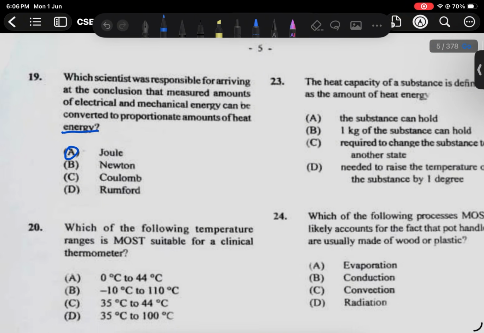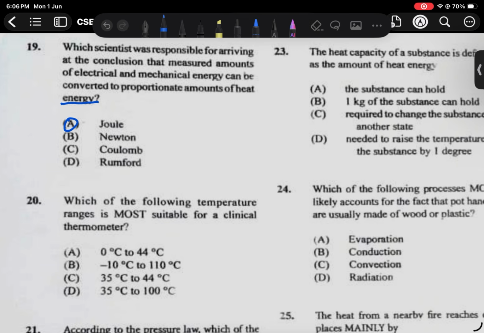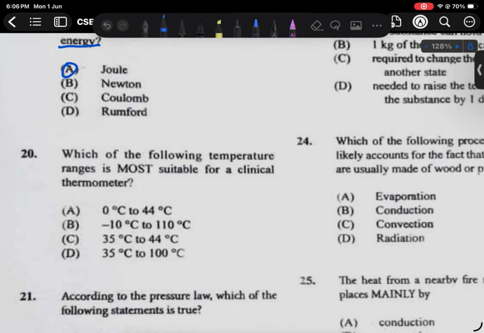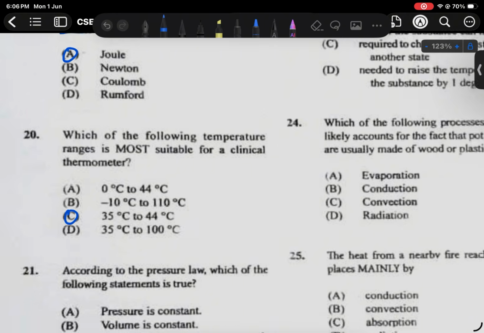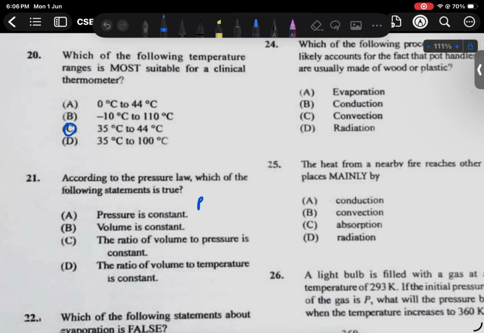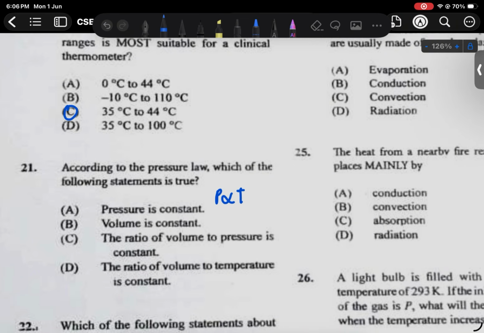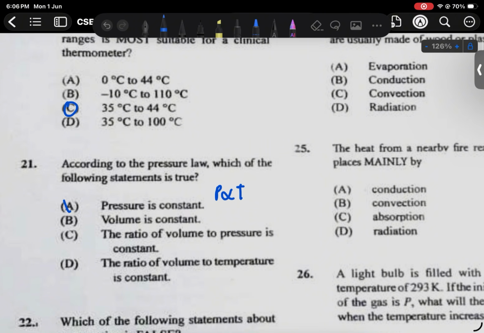Which of the following temperature ranges is most suitable for a clinical thermometer? Clinical thermometers are used to measure temperatures of humans, so that would be 35 to 44 degrees Celsius. According to the pressure law, pressure is directly proportional to temperature. Which of the following statements is true? Pressure is not constant. Volume is constant.